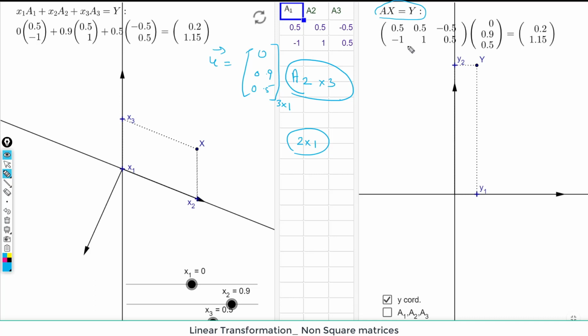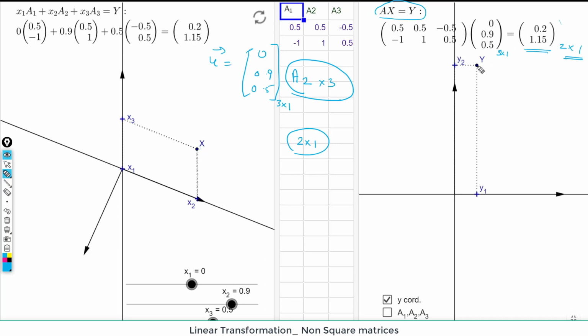And when we do the matrix vector multiplication, we get the output which is a 2 cross 1 vector. So basically we are taking a 3-dimensional vector here and we are transforming it to a 2-dimensional vector, and we can see geometrically where this lands. So this was x, your input vector at this coordinate, where x1 is 0, x2 is 0.9 and x3 is 0.5, and the output vector lands at this point y.